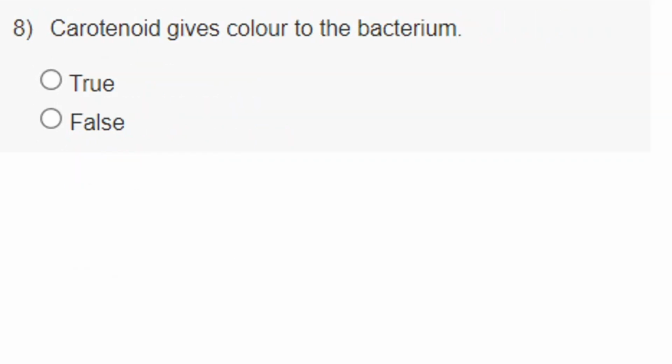So carotenoid gives color to the bacterium. Is it true or false? It's also a very basic question. Anybody? Yes, it is true. Yes, correct.